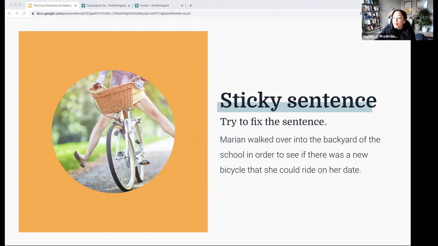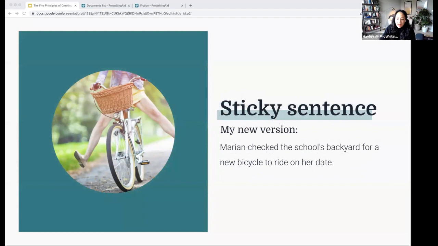Okay, great. So we have so many different examples here. Somebody even put a question. Marion walked into the school's backyard. Was there a bicycle she could use for her date? Amazing. Awesome. These examples are so great. They're all so much clearer and so much more concise. Here's what I had. Marion checked the school's backyard for a new bicycle to ride on her date.